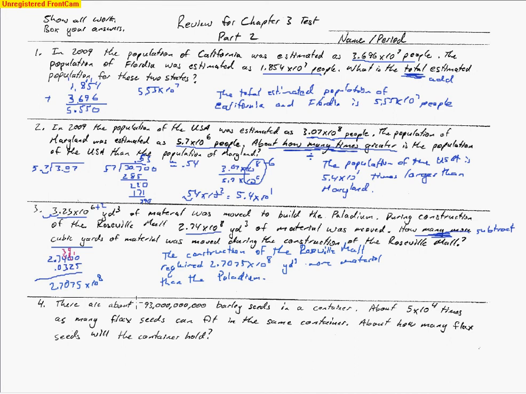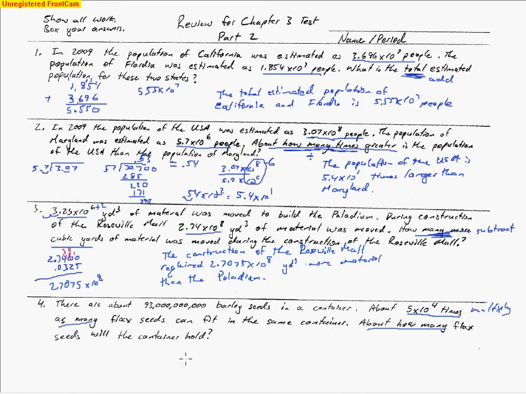Alright, last problem on this page here. It says 93, and this is going to end up being in the billions. 93 billion barley seeds are in a container. About 5 times 10 to the 4th times as many flax seeds can fit in the same container. So about how many flax seeds will end up fitting in this container? In this case, again, the key phrase was about 5 times 10 to the 4th times as many. So that tells me I need to multiply in this case.